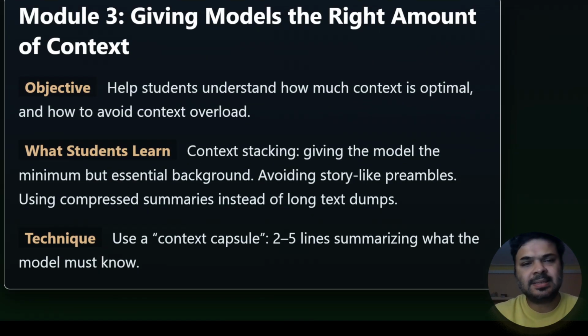In module 3, it's giving models the right amount of context. How to do that? Help students understand how much context is optimal and how to avoid context overload. So context stacking, there's one important concept: giving the model the minimum but essential background. Avoiding story-like preambles, using compressed summaries instead of long text dumps.